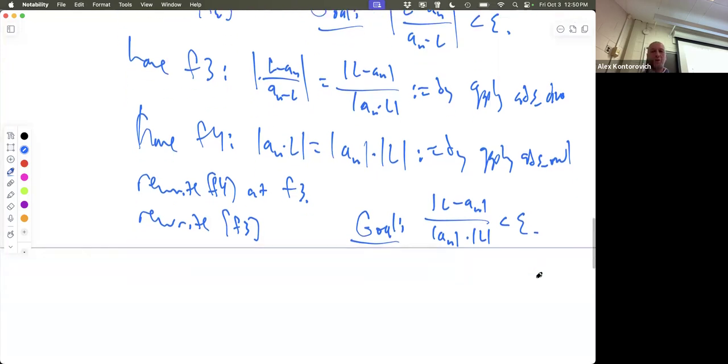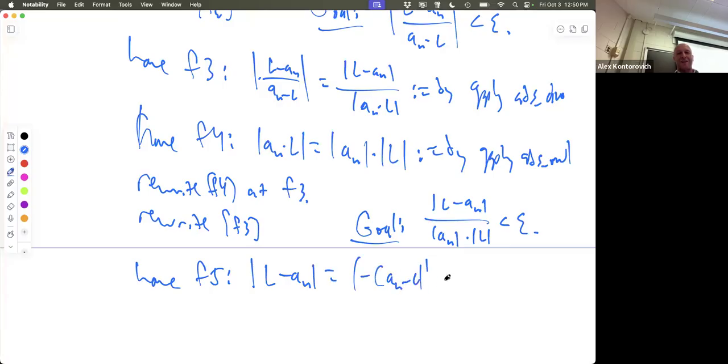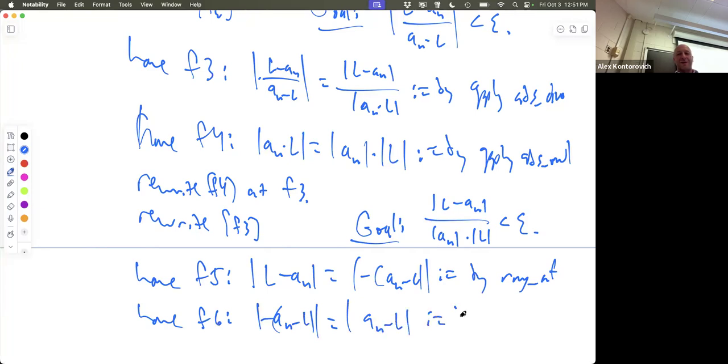Okay, let's do one more thing, or maybe a couple more things. We have a_n minus L. So let's have an F5. Yeah, this gets tedious. I agree. I feel your pain. L minus a_n is equal to negative a_n minus L. That's by ring. Then have F6 is that negative a_n minus L has the same absolute value as a_n minus L. That's by apply abs_neg.